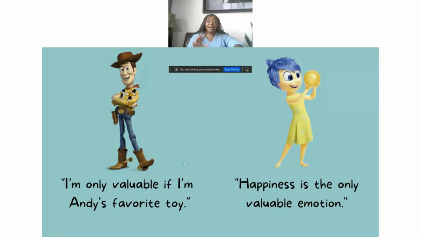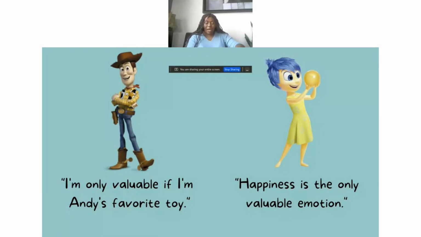His lie is that I'm only valuable if I'm Andy's favorite toy. And this makes a lot of sense when you think about the events of the movie. He gets really threatened when Buzz Lightyear comes and takes his spot as Andy's favorite toy. And the real reason he's jealous of Buzz is because he feels like he has no value if he's not the favorite. He feels like he's worthless. And that really is what drives his insecure actions throughout the story.